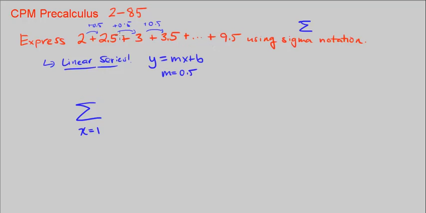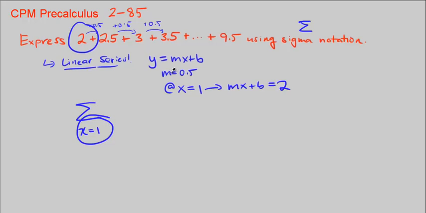I don't want to count how many terms we have here. I just want to be able to figure that out. So y equals mx plus b, m is equal to 0.5. My first term is at x equals 1, and my first initial term is 2. So I know mx plus b equals 2, because when I plug in x equals 1, I get 2.